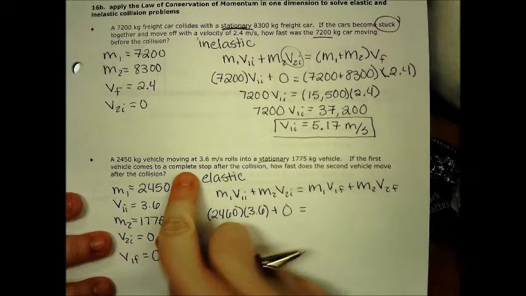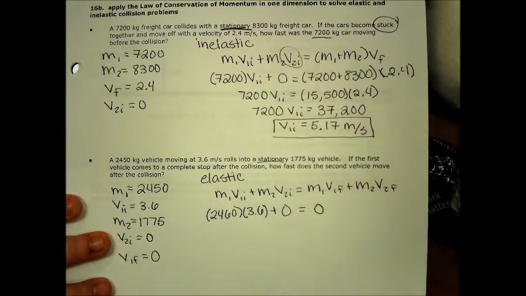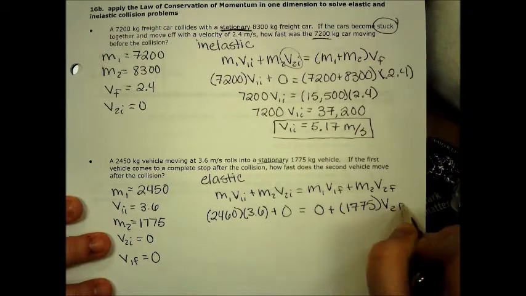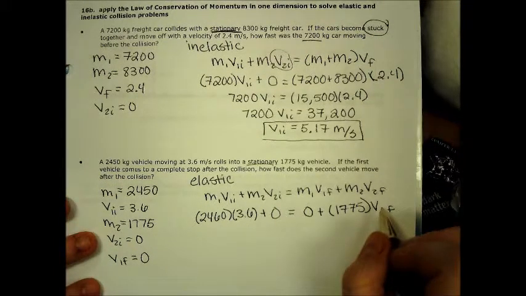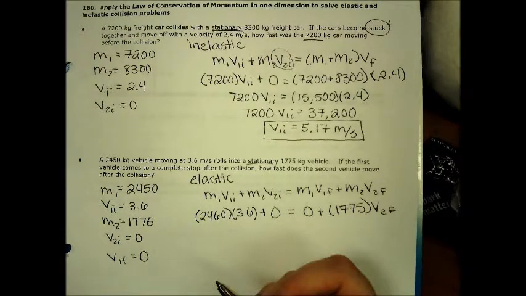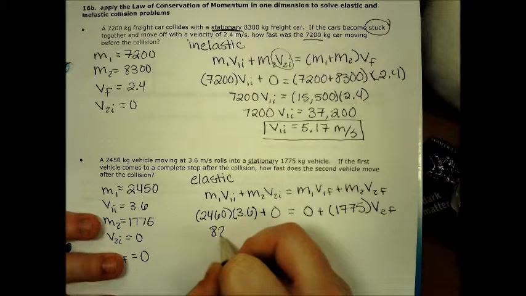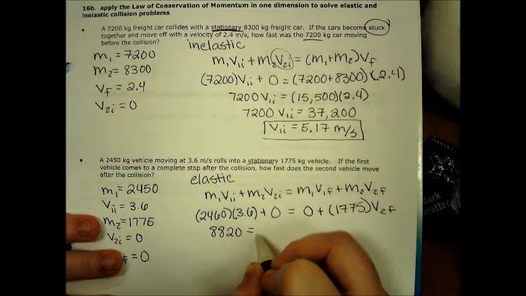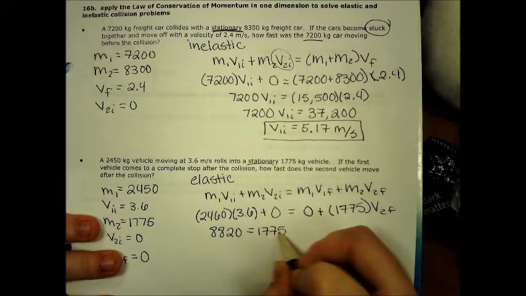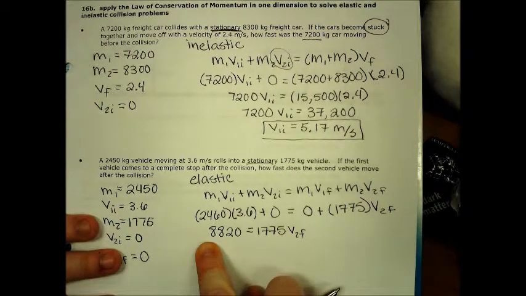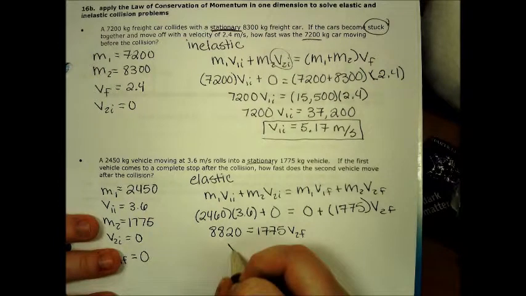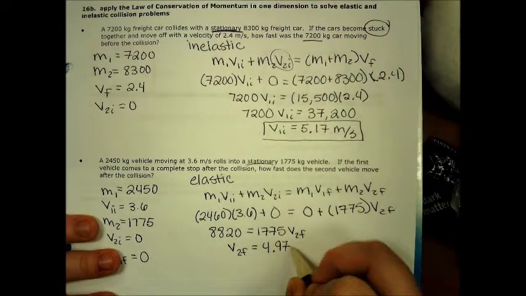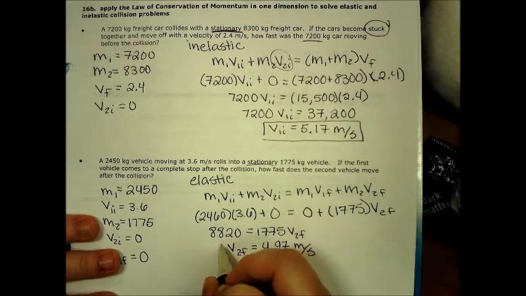now V1 final is 0, it comes to a complete stop, so this term is 0 plus 1775 times V2F, which is what we're solving for. So this comes out to 8820 equals 1775 V2F. Divide both sides by 1775, and V2F comes out to 4.97 meters per second.